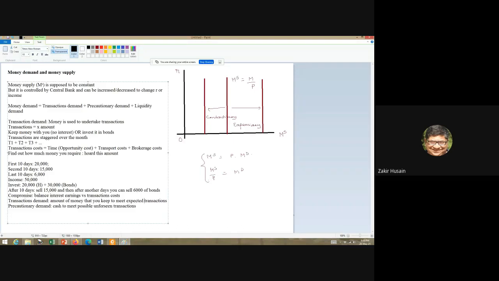Okay. So you expect that you're going to require, let us say, 20,000. So you keep 20,000 plus there may be an emergency. So you keep 5,000 with you and the remaining part can be invested. Is this clear?